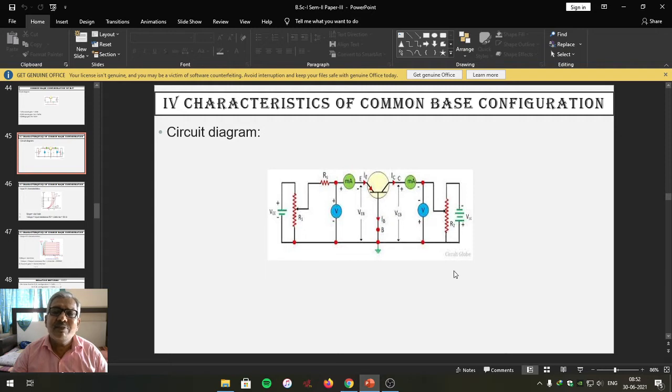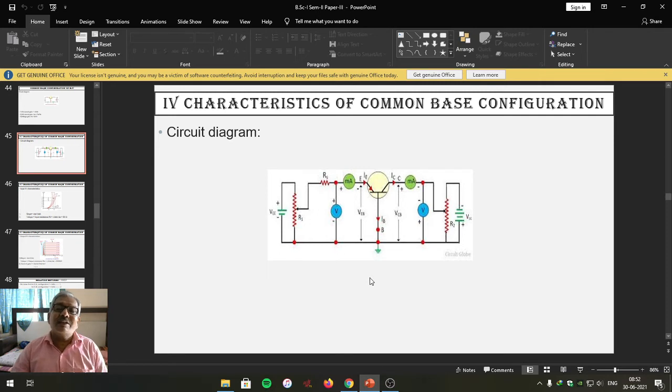The diagram is the same as that of the common emitter configuration, only with the difference that BJT is used in common base configuration. If you leave this aspect, then the diagram is the same. As usual, for this configuration also, there are two IV characteristics.